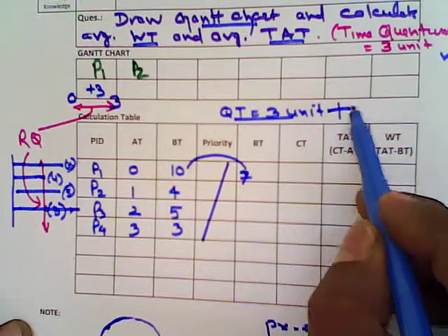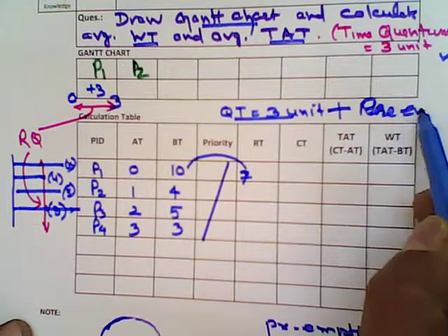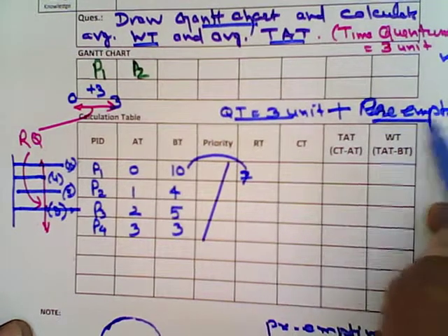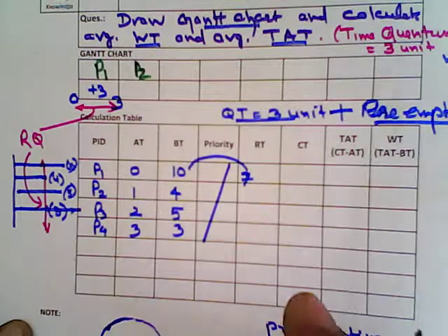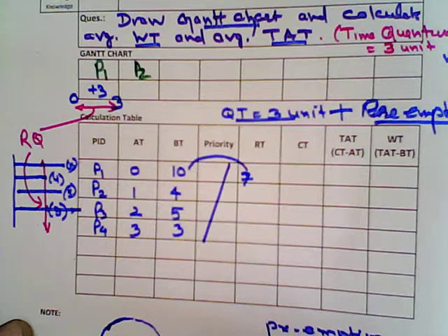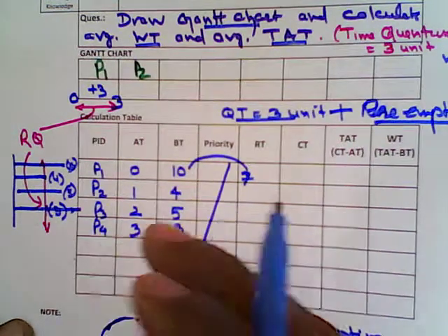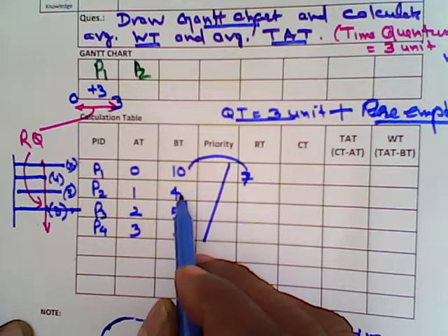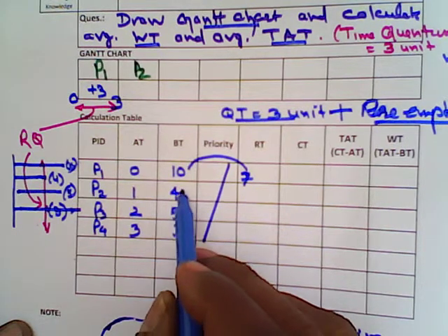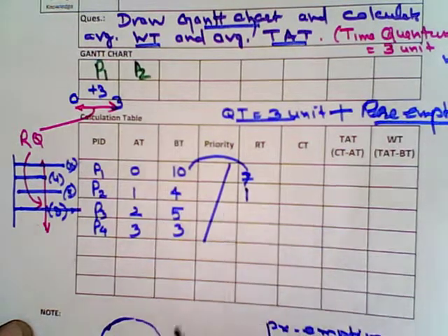Preemptive means it allows the CPU to go to another process for execution in between. So here we have to consider the Qt with respect to Bt. That means Bt minus the 3 units gives a Bt of 1 for process P2, and here we will add 3, so it becomes 6.